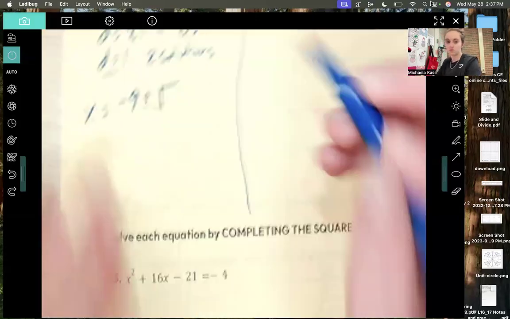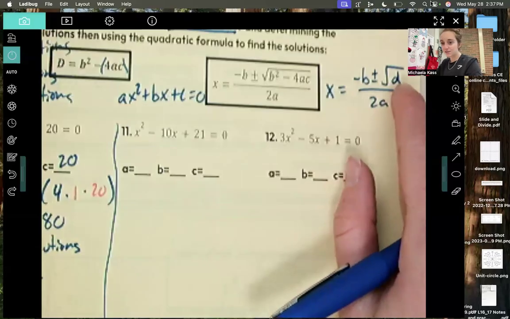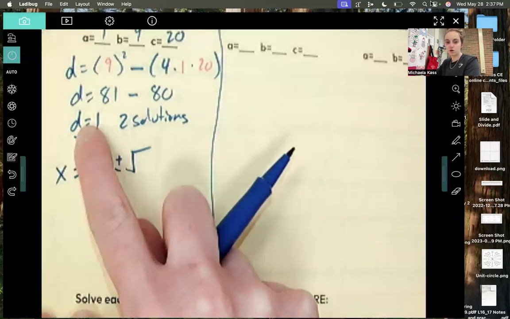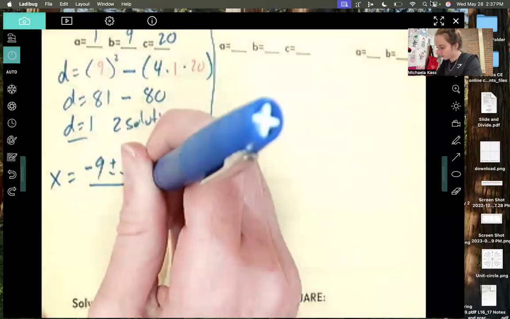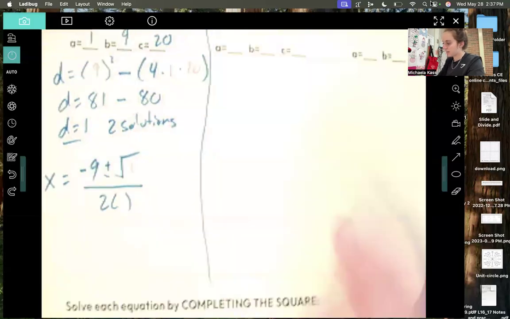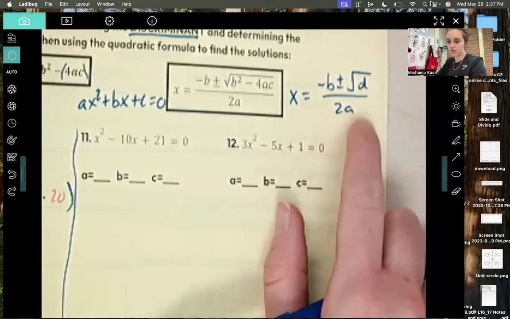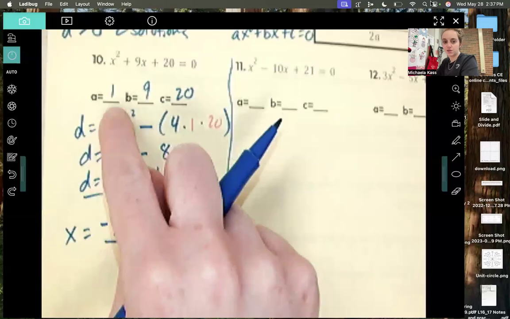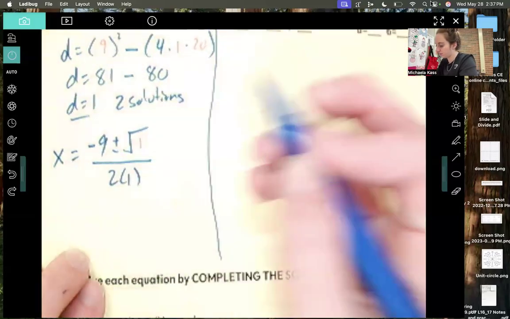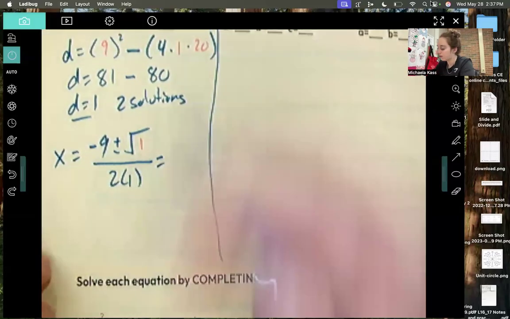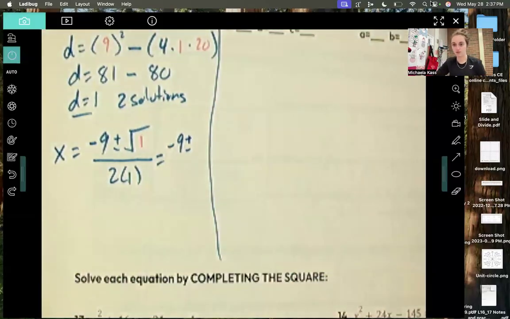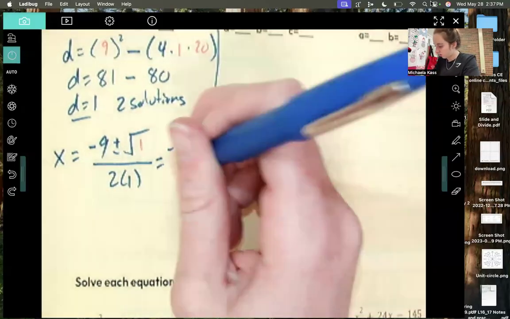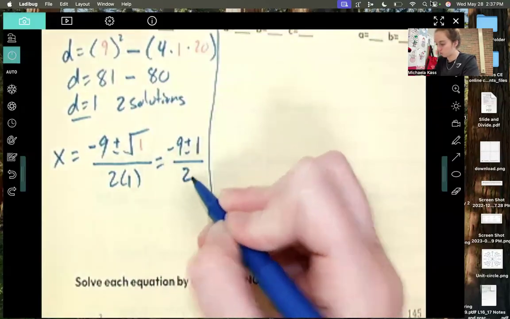The square root of d. D we said is 1. I'm going to plug in a 1. All this is divided by 2 times A. So A is 1. I'm going to plug in a 1. Now I'm going to simplify. So negative 9 plus or minus the square root of 1. Okay, the square root of 1 is 1. So we're going to put a 1. All divided by 2 times 1, which is 2.